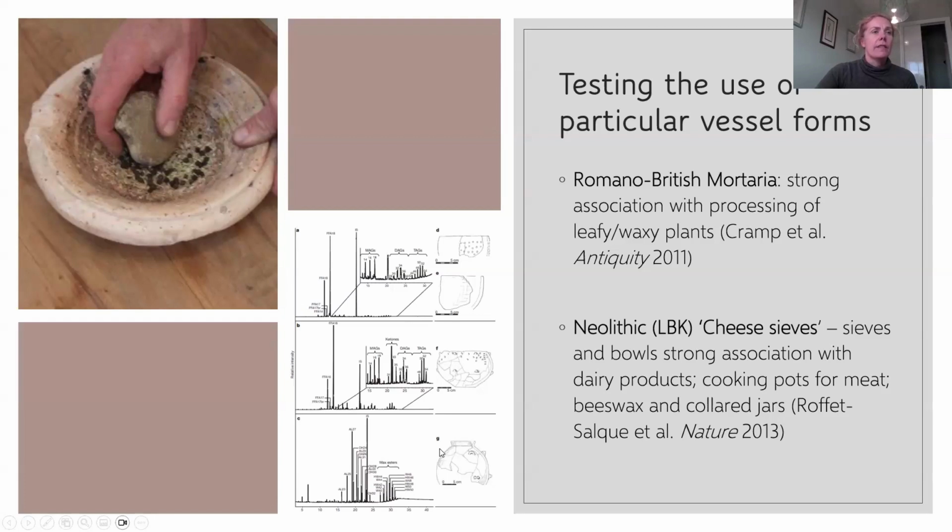And the collared jars were quite interesting because they had beeswax residues in them, which it's possible came from processing of honey, but perhaps more likely it was beeswax being used as a waterproof coating on the vessel to make it less permeable for containing liquids.